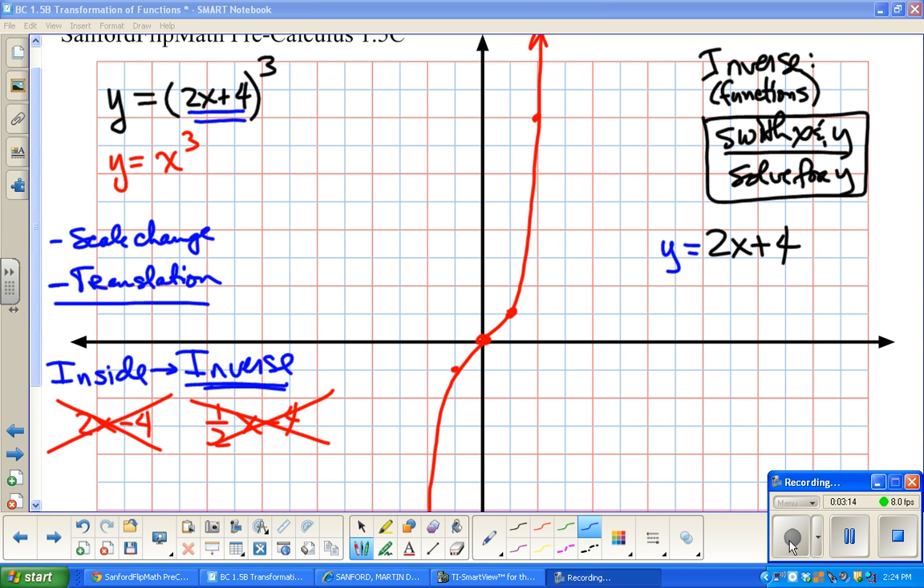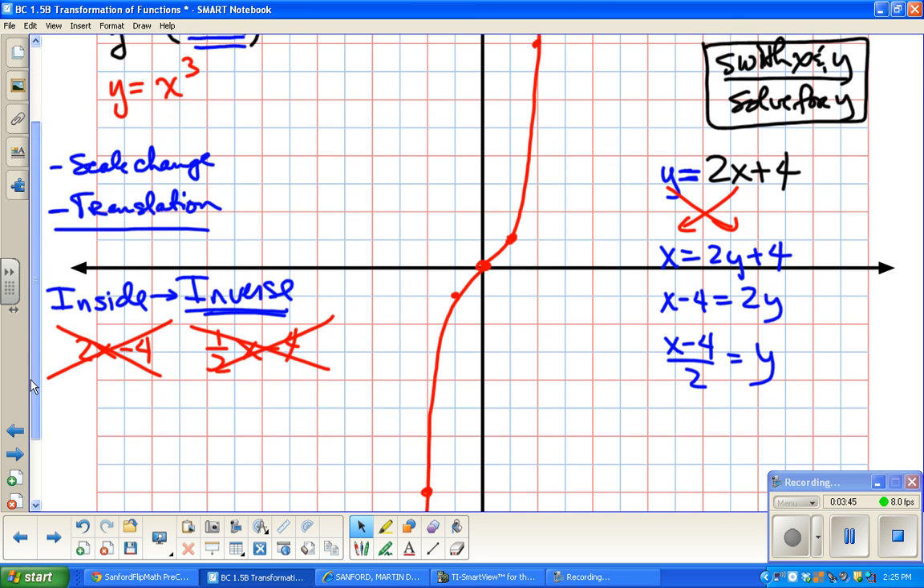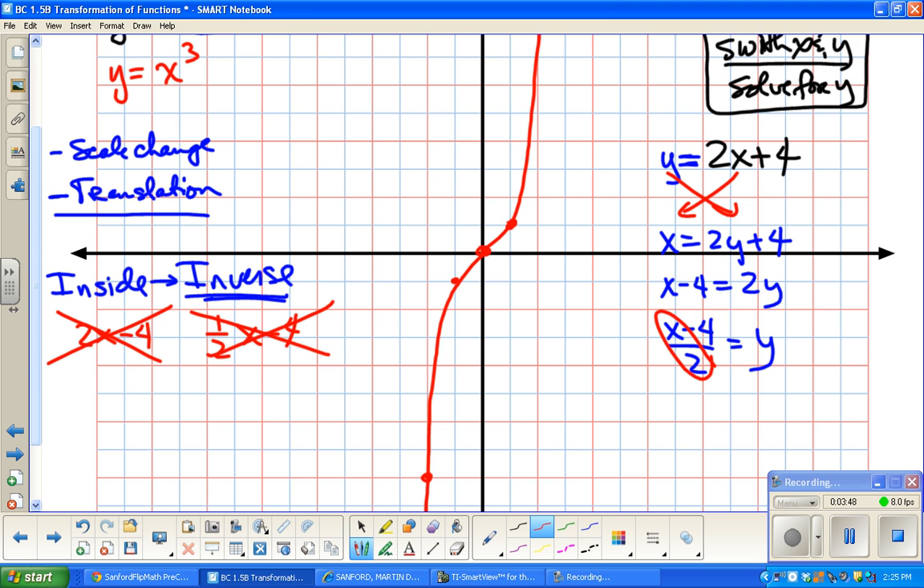All right, so I need to look at this inside, this 2x plus 4, and the only way for me to really do the whole switch the x and y, solve for y thing is if I make it equal to y. So what I'm going to do is switch x and y. Now this is x equals 2y plus 4, and now I'm going to solve for y. I'm going to subtract 4 from both sides, and I'll divide both sides by 2. This is okay, but it kind of masks what's going on, so I'm going to do just one more step. This x is being divided by 2, so I'll write that as 1/2 x. This negative 4 is being divided by 2, so minus 2.